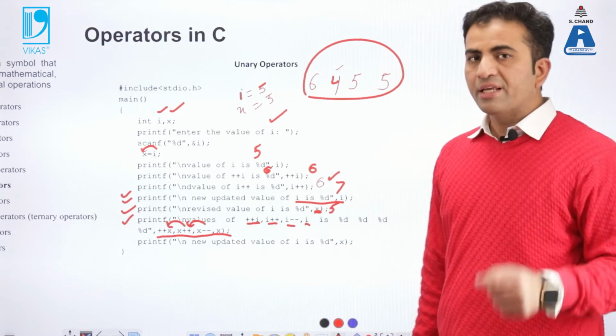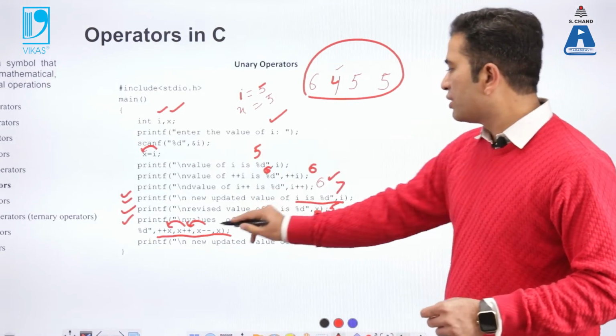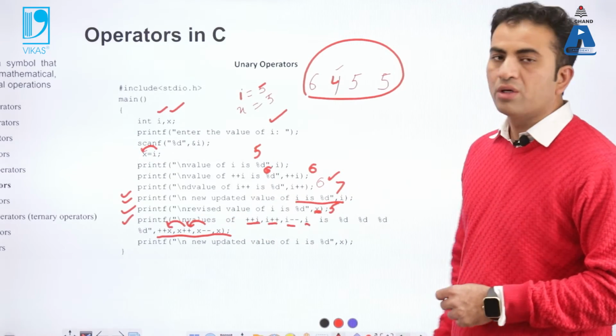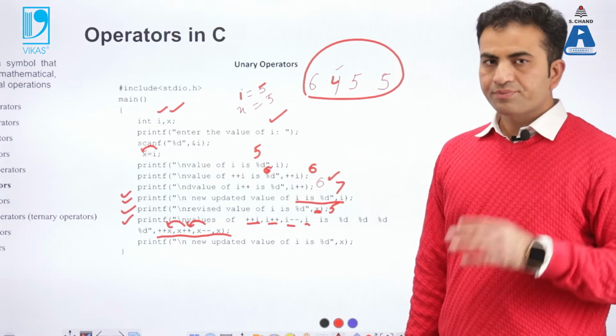6455. I am again repeating, this is the output of these 4 variables: 6455.